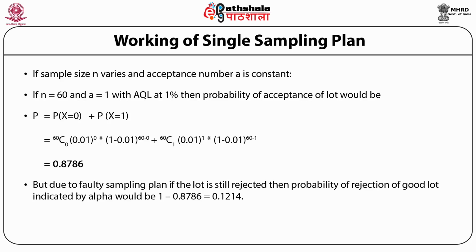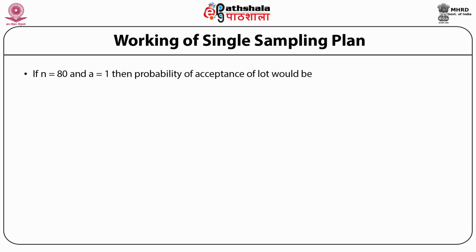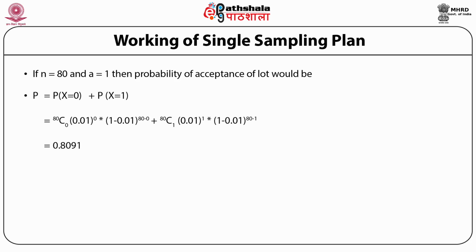indicated by alpha would be 1 minus 0.8786 equal to 0.1214. If n equal to 80 and a equal to 1, then probability of accepting the lot would be Px is equal to 0 plus Px is equal to 1. Putting the values in the formula, it comes to be 0.8091.